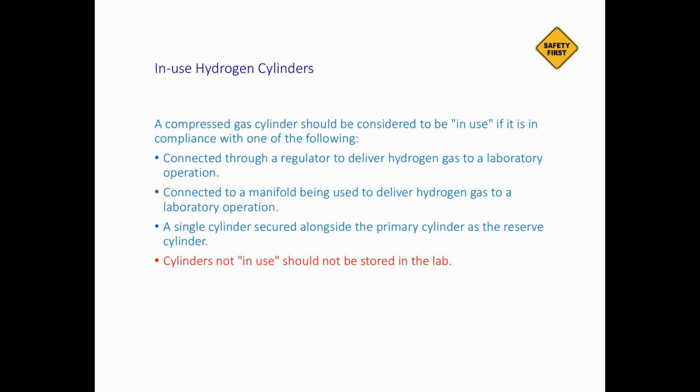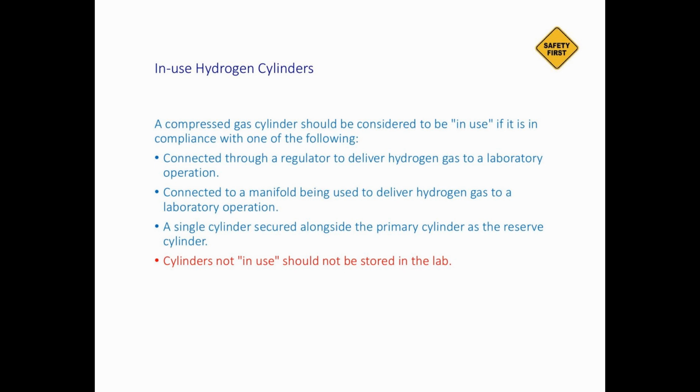What's an in-use hydrogen cylinder? A compressed gas cylinder should be considered in use under the following conditions. It's connected through a regulator to deliver hydrogen gas to a laboratory operation. Or it's connected to a manifold being used to deliver hydrogen gas to a laboratory operation. Or it's a single cylinder secured alongside the primary cylinder as a reserve cylinder. That should be okay if you have a changeover system, so when one is empty, the other one automatically kicks in to supply the hydrogen. A cylinder not in use should not be stored in the laboratory.